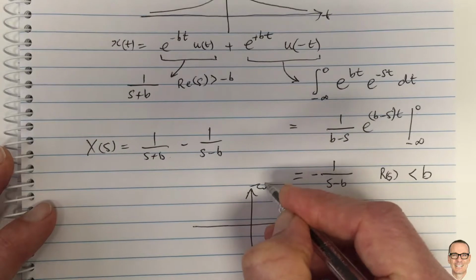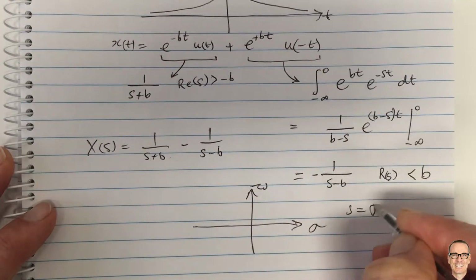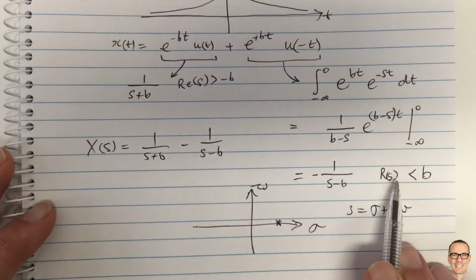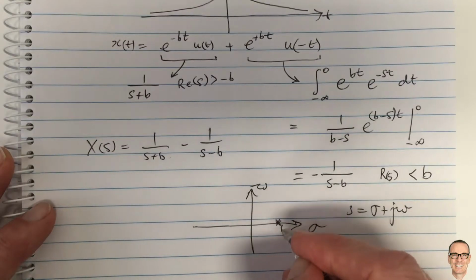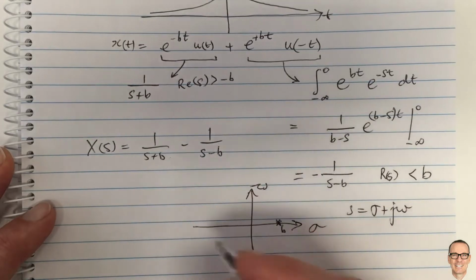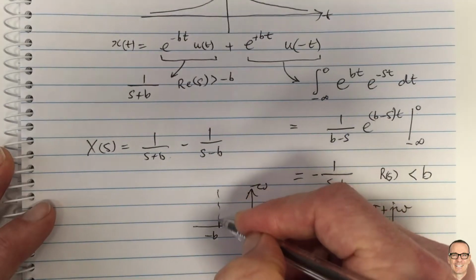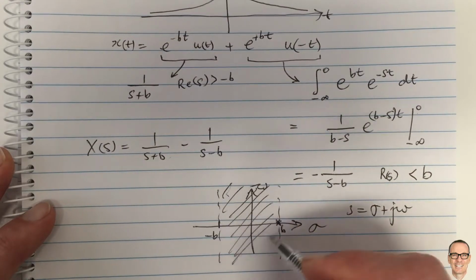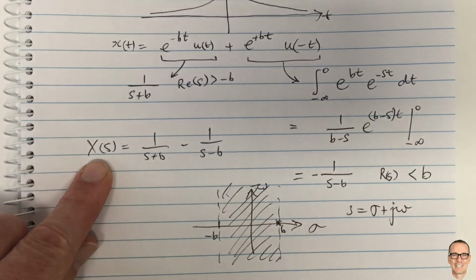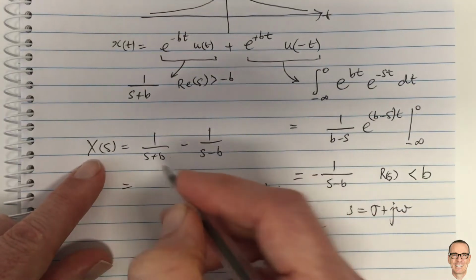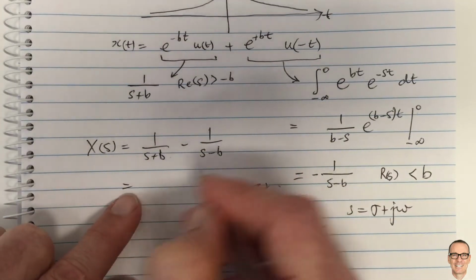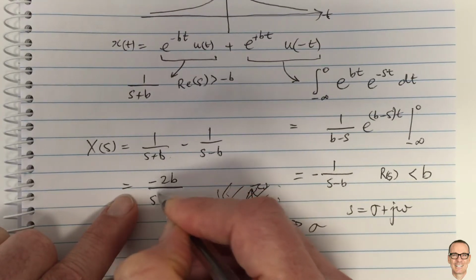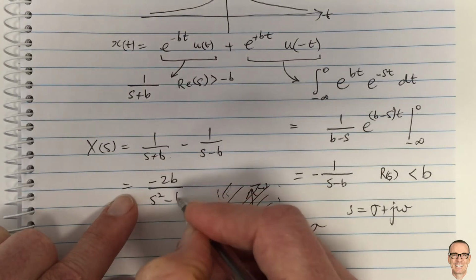So this region of convergence is on the sigma and omega plane, but don't forget s equals sigma plus j omega, and so this one says it has to be less than b, and this one says it has to be bigger than minus b. And so for all values of s which are between these two limits, this function holds. And you can collect the terms, multiply by the two, put them on the same denominator, and you can get minus 2b divided by s squared minus b squared.